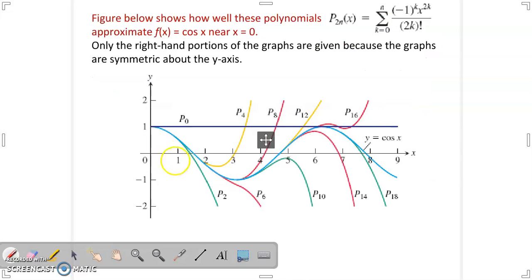So see these figures, you see how well these polynomials approximate this function near 0. So p0 and p1 are just the same, p2 and p3 are just the same. Likewise, you can go till p18 and you see that they are in close agreement with the curve y is equal to cos x.